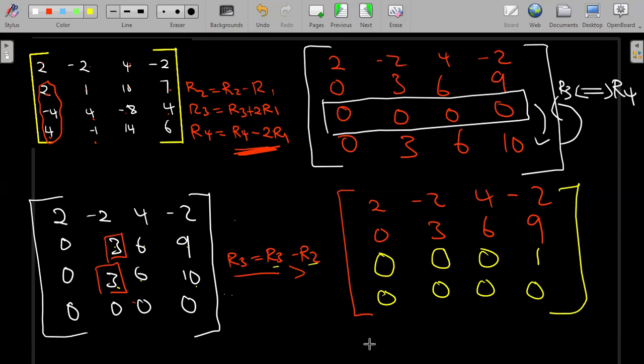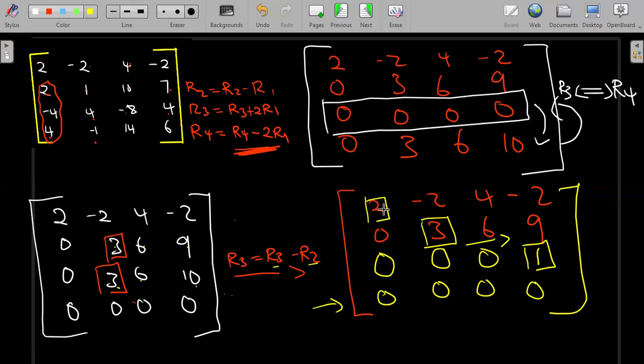Okay, so we ask ourselves now, is that matrix in row echelon form? Okay, so we are going to say yes, because it satisfies everything. So 1, the 0 row is at the bottom there. Okay, 2, the leading coefficient in the second row is to the right of the leading coefficient in the first row, and the leading coefficient of the third row is to the right of the leading coefficient in the second row.